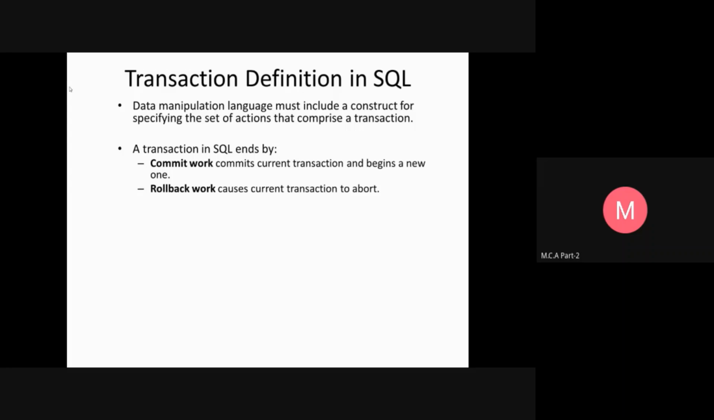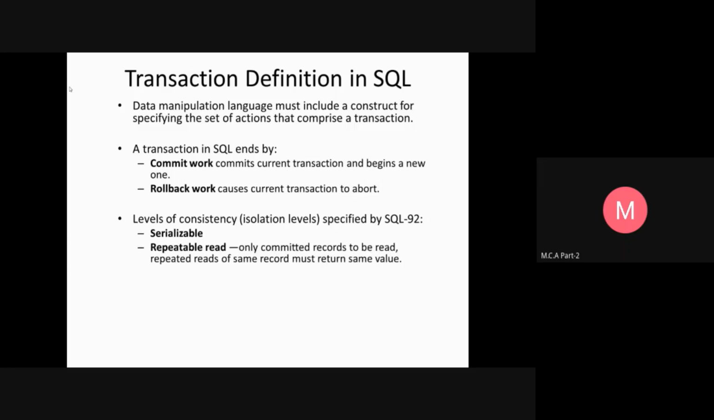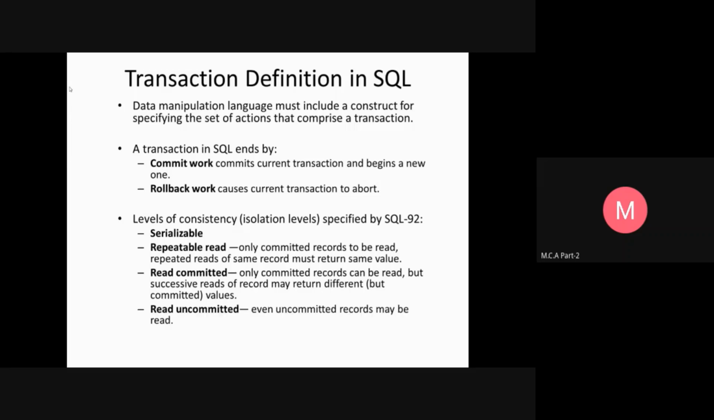Data manipulation languages must include some kind of construct for specifying the set of actions that comprise a transaction. We know that a transaction ends either with a commit or an abort, which leads to a rollback of the work. The isolation levels specified by the SQL standard are 4: serializable, repeatable reads, read committed, and read uncommitted. So let's start with what they actually mean.